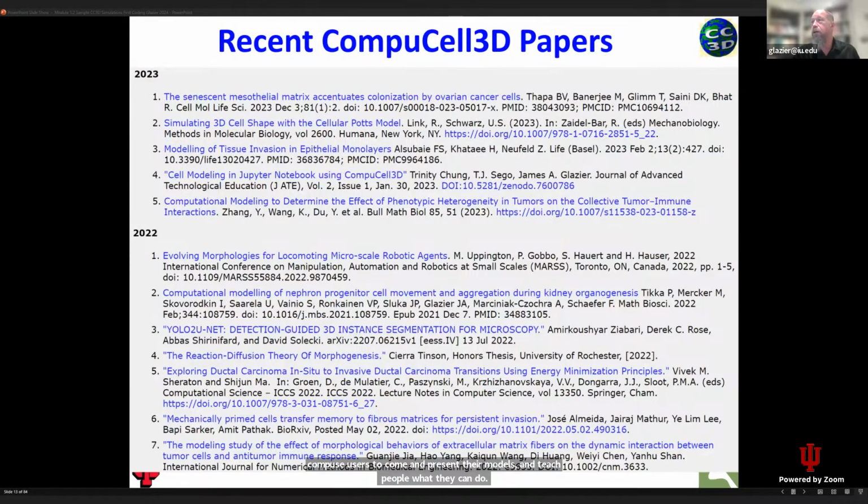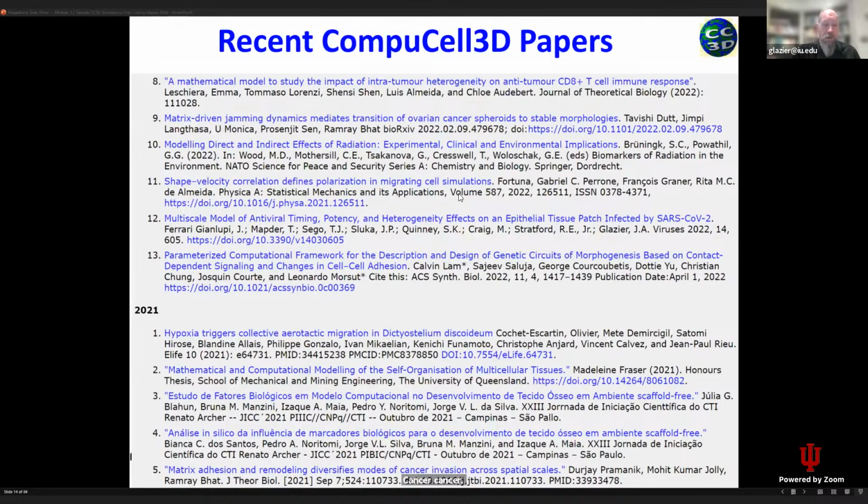These are 2023, but if you look at the titles of these papers, you'll see ovarian cancer, simulating cell shape, tissue invasion and epithelial monolayers. That's another cancer paper. Heterogeneity, so another cancer paper. Morphologies of microscale robotic agents, so more tissue engineering. Nephron progenitor cells, so developmental biology. Reaction diffusion theory of morphogenesis, more general theoretical understandings. Ductal carcinoma again, so more cancer as well.